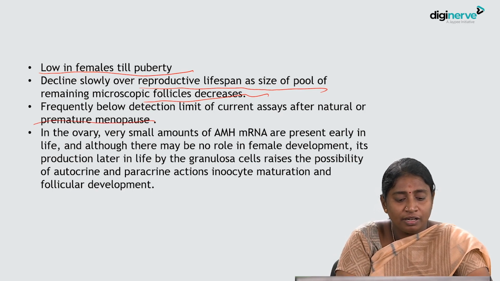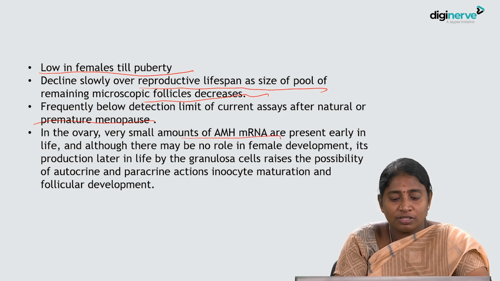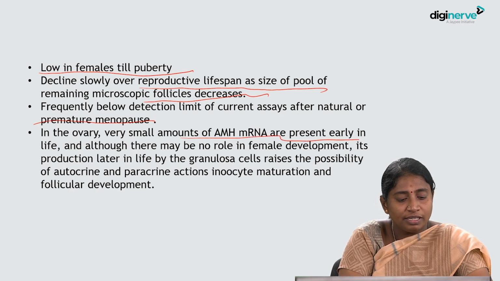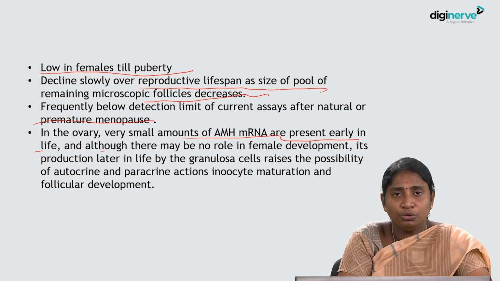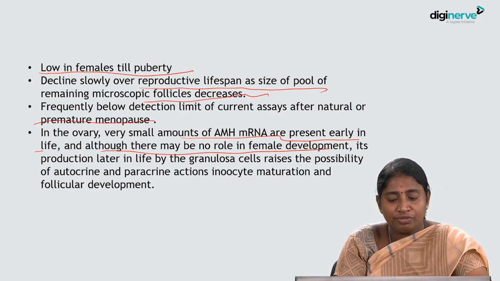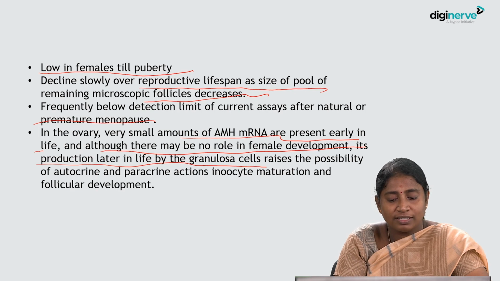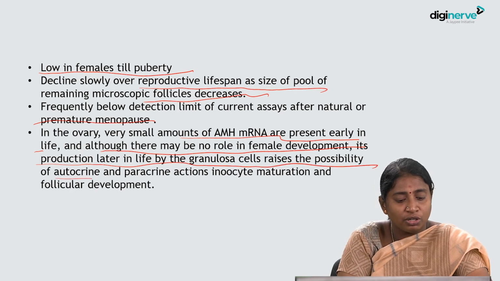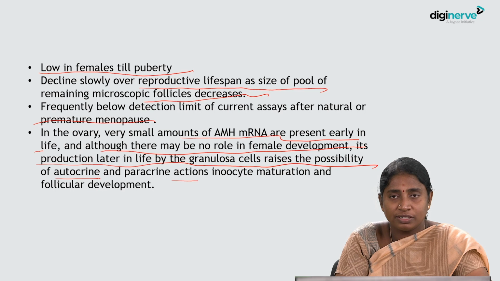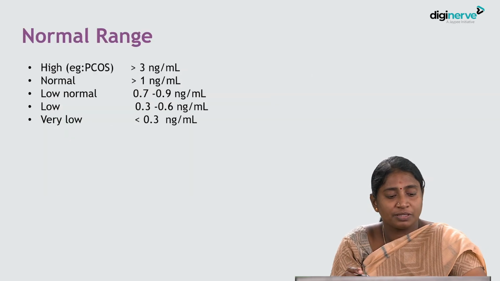In the ovary, a very small amount of AMH and mRNA is present early in life, and although there may be no role in female development, its production later in life by granulosa cells raises the possibility of autocrine and paracrine actions in oocyte maturation and follicular development.